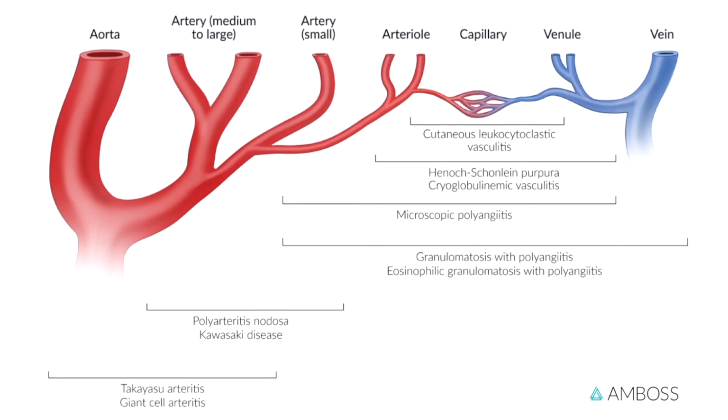Now, different types of vasculitides can be classified based on vessel size. This slide serves as a visual aid to help us understand and classify the different types of vasculitis. Vasculitis involving large vessels typically involves the aorta and its major branches. Takayasu and giant cell arteritis are the most common diseases under this group.